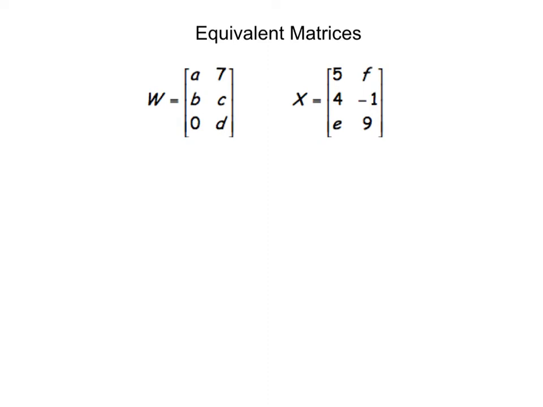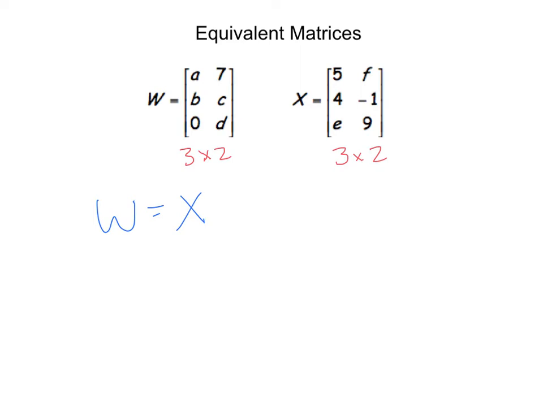Just because some matrices have the same dimensions doesn't mean they're always the same. However, we can look at equivalent matrices if we are having some unknowns. So here I have two matrices. I have matrix W and I have matrix X. And if we looked at the dimensions, matrix W has 3 rows and 2 columns, so it's a 3 by 2 matrix. And matrix X is also a 3 by 2 matrix. Now if I were to say, okay, W equals X, then we're able to identify some of those unknowns.